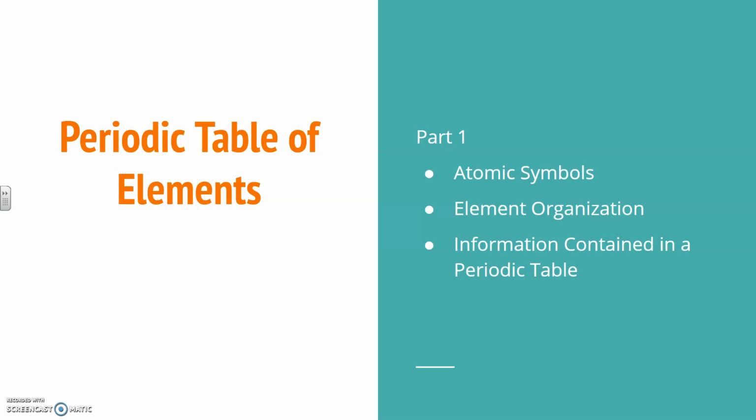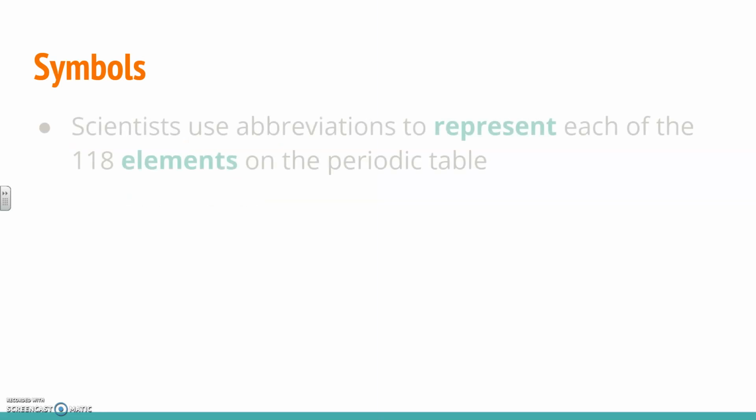We're going to see how elements are organized, and we're going to look at some information contained within a periodic table. These elements are not just randomly sorted. They're not just thrown at a dartboard and said, well, that's where it's going to go. There is a lot of method to the madness, so let's jump in.